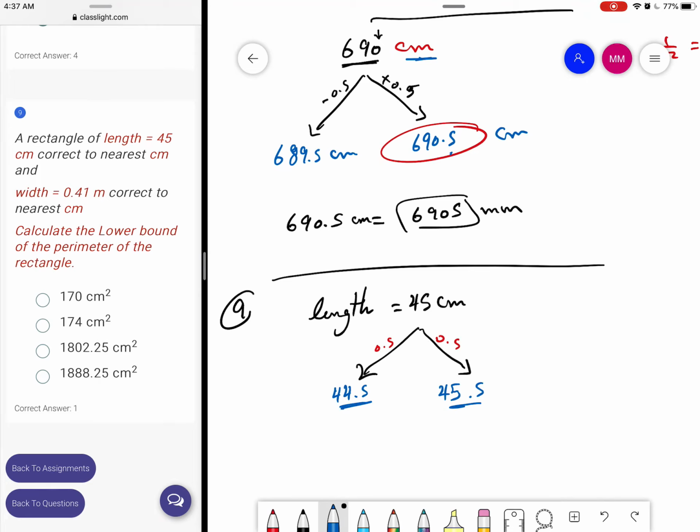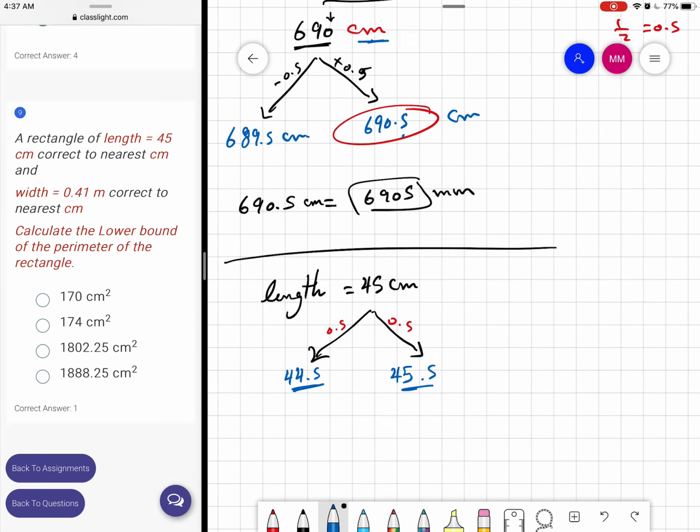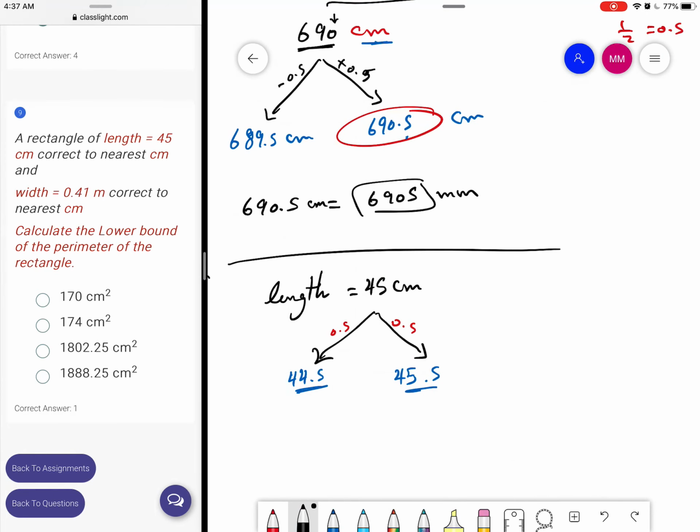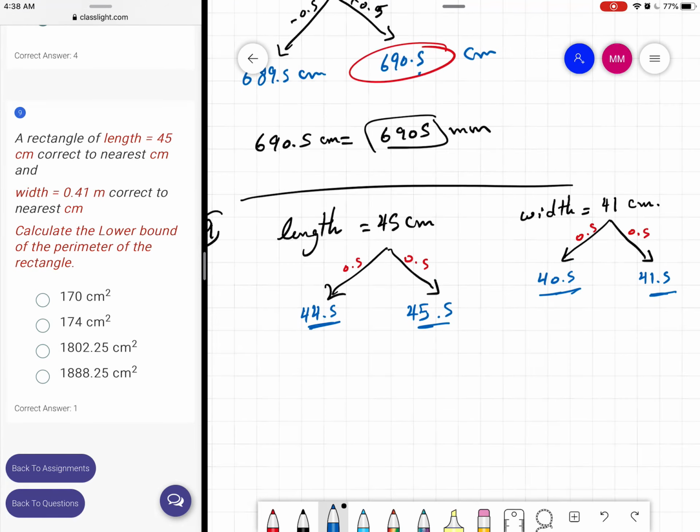And for width, it's 0.41 meter, but he said it's correct to the nearest centimeter. So you have to convert it first into centimeter. So width equals 41 centimeter. I multiplied it by 100, so it's 41. Now it's in centimeter, and it's correct to the nearest centimeter. So I will add and subtract 0.5. Okay, so it will be 40.5 and 41.5. So this is the lower and this is the upper. He said calculate the lower bound of the perimeter.